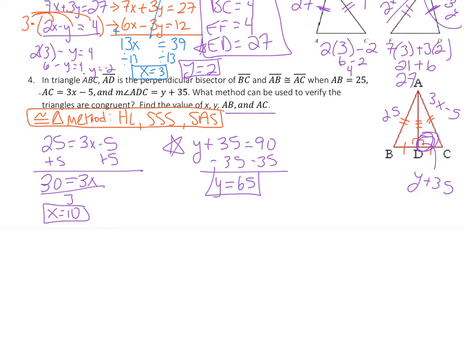We do need to find what the two measures of these sides are. AB was already given to us as a 25, and AC should also be 25, but we always want to check. So 3 times our x, which was 10, minus 5, so we get 30 minus 5, and we do get 25.